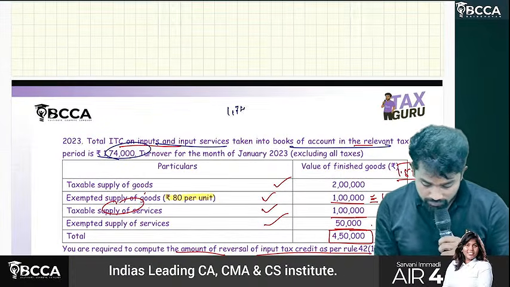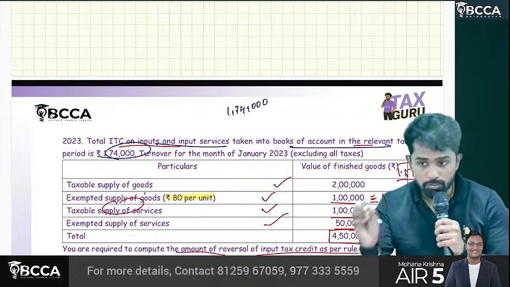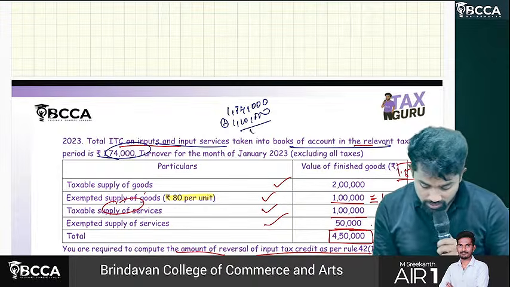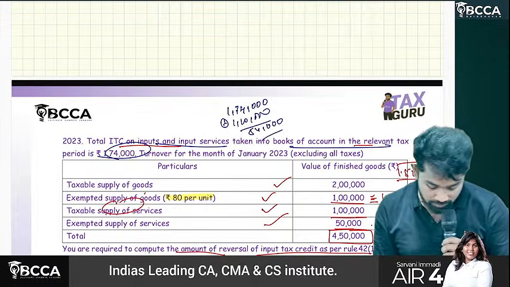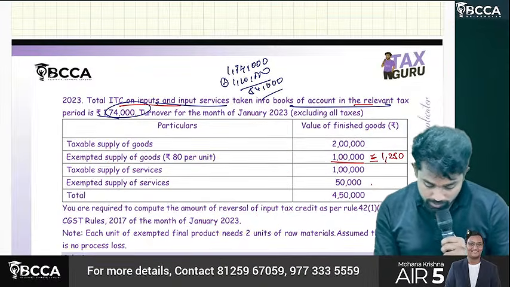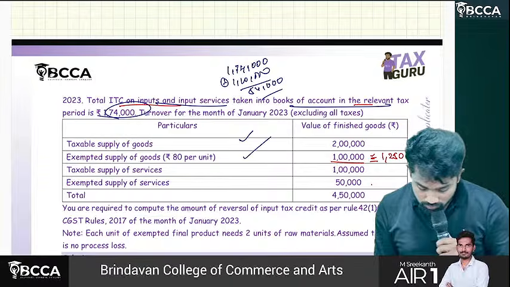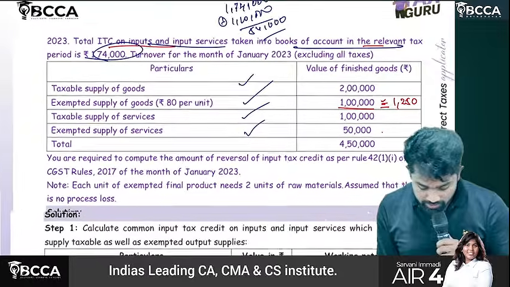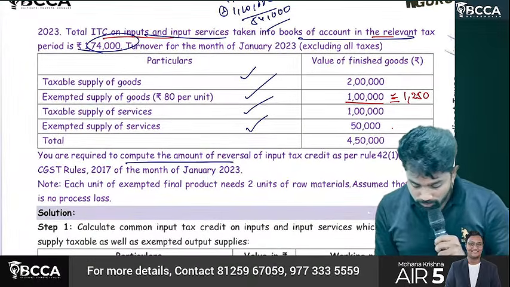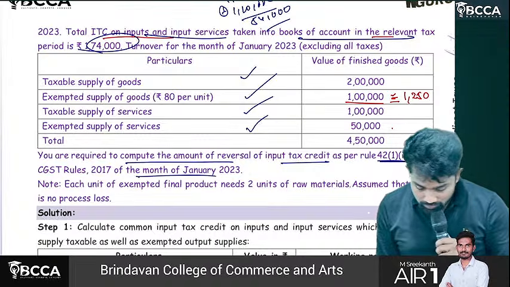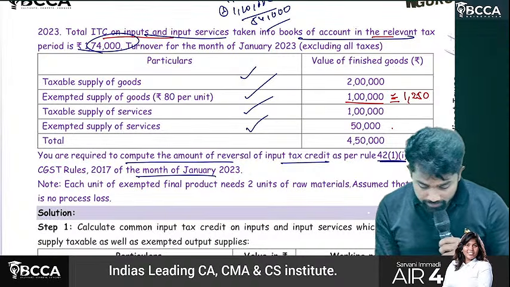1,74,000. And we discussed just now, what? Inputs related, 1,20,000. So that means service related is how much? 54,000. Okay, fine. Then they gave turnover. What is the turnover here, sir? Taxable supply of goods, exempted supply of goods, taxable supply of services, exempted supply of services. What else did they give? You are required to compute the amount of reversal of ITC as per rule 42 for the month of January.